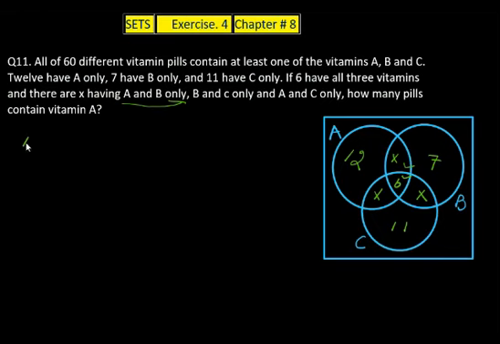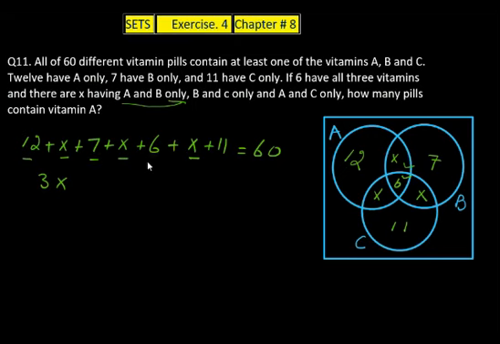So it is 12 plus X plus 7 plus X plus 6 plus X plus 11 equals 60. As we know, there are a total of 60 different vitamin pills. So let's solve it. X plus X plus X is 3X, and then we have 12 plus 7, which is equal to 19. 19 plus 6 is 25. 25 plus 11 is 36. So this is 36 equals 60.